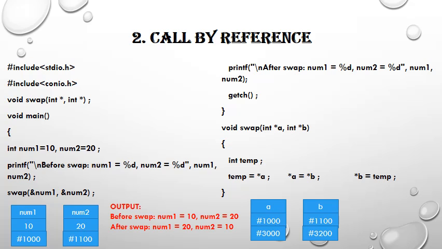a and bக்கு என்ன வேல்யூஸ் வந்து சேருது? 1000ங்கிற அட்ரஸும் 1100ங்கிற அட்ரஸும் வந்து சேருது. Right? So the middle portion are the values stored in those variables. So 1000, 1100 வந்து ஸ்டோர் ஆகுது.